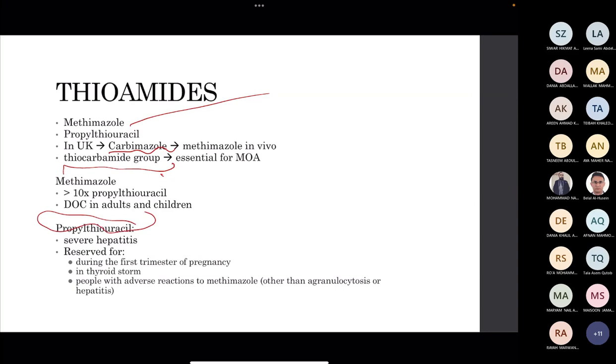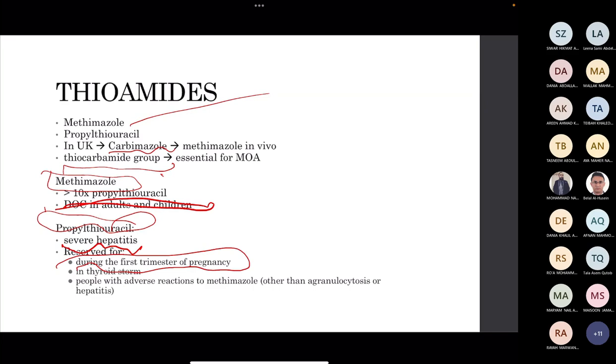Now propylthiouracil causes severe hepatitis, and that's why it's not the drug of choice for management of hyperthyroidism patients. They use or prefer methimazole. It's the drug of choice in adults and children. But propylthiouracil is safer in pregnant women, and that's why it's the drug of choice, especially during the first trimester. Okay.